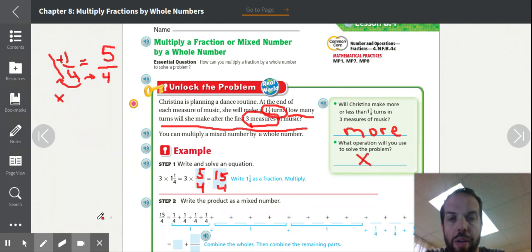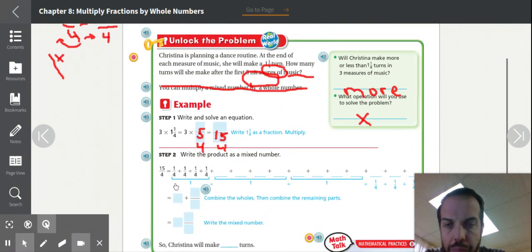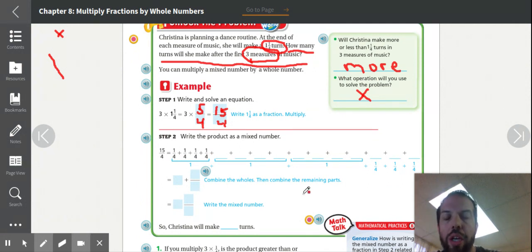All right, now let me move down here a little bit. And unlike our smartboard at school, it's nice that our ink actually stays where it should. All right. So this, we did not see this last week. I like this because it helps us visualize it. So we turned 1 1/4 into 15/4. And look at what it says here. 15/4 equals. And look at what they're doing.